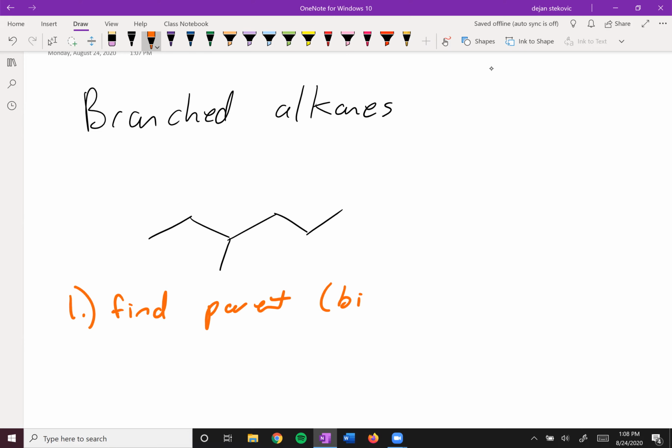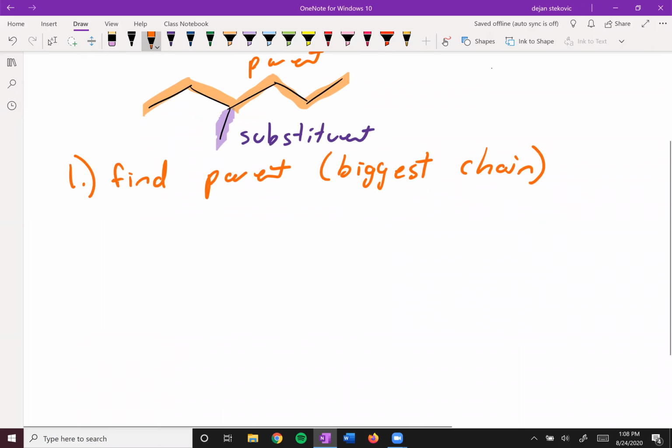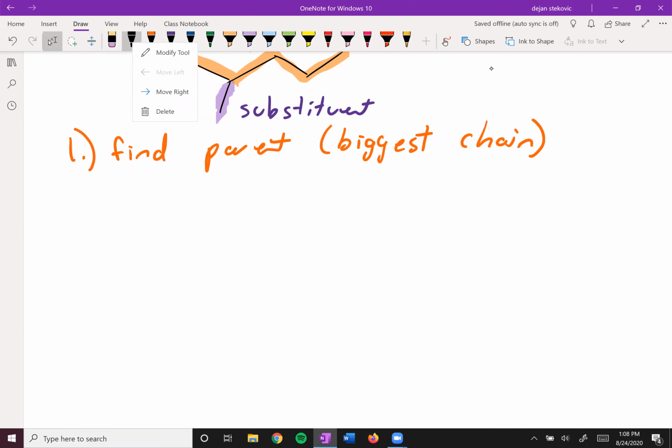And so this is going to be the biggest chain. The parent chain is the biggest chain. And so if you count the biggest chain here, it's going to be this compound right here. And so that's your parent chain, and everything else is a substituent. So this is a substituent. And then in the orange is the parent chain. Let's see another example of this.